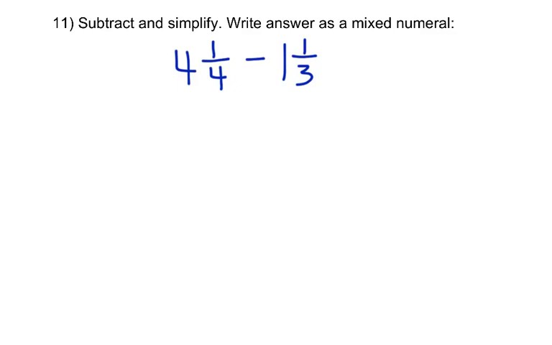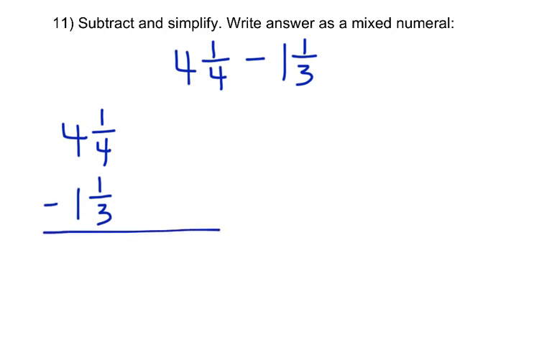This is problem number 11 from your Basic Skills Proficiency Review. Our objective here is to subtract mixed numerals that have unlike denominators. I'm going to go ahead and rewrite this problem in column form. It's easier for me to subtract that way.